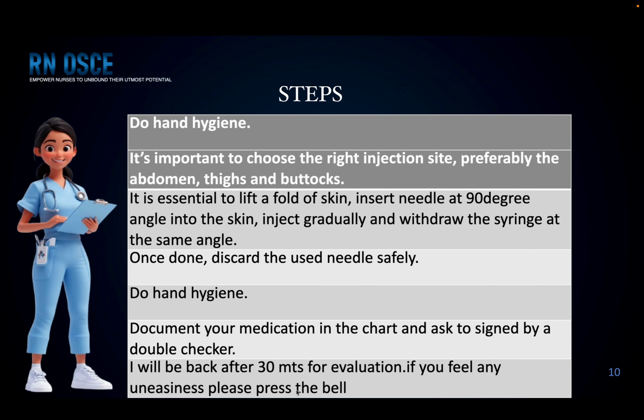Here, these are the steps you are all familiar with and are expected to follow. First of all, perform hand hygiene, and it's important to choose the right injection site, preferably the abdomen, thighs, or buttocks. Prior to injecting, it's essential to lift a fold of skin subcutaneously. Insert the needle at a 90-degree angle into the skin, inject gradually and withdraw the syringe at the same angle. Once done, discard the used needle safely.